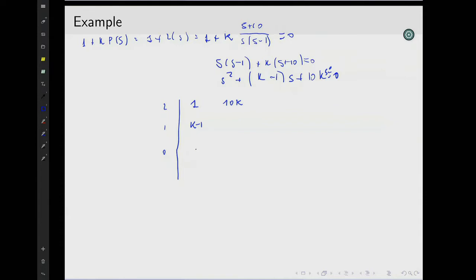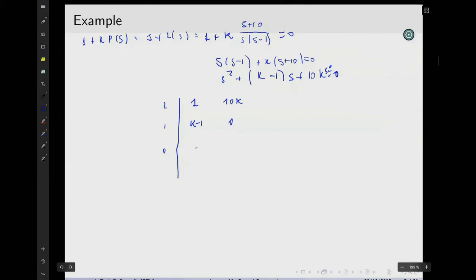What goes here? Well, this you can consider as 0. So really what we should put here is the determinant of 1, 10K, K minus 1, 0 divided by minus K minus 1. If you don't remember this, just go check the Routh criterion. When there's a 0 here, this becomes very easy because it's basically the term up here. So this is 10K, and we have completed the first column.